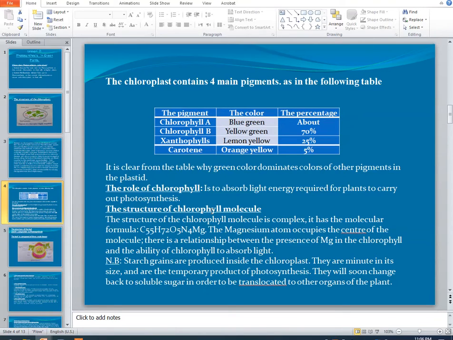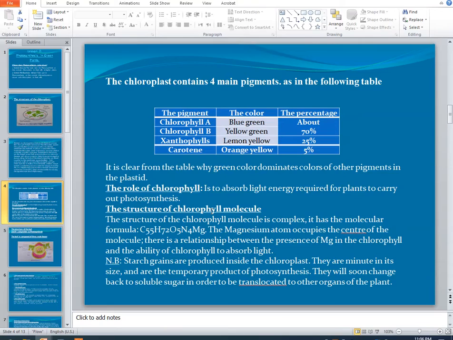We have chlorophyll A, which is blue-green, and the percentage is about 70%. Also chlorophyll B, yellow-green, also 70%. And the xanthophyll, which is lemon yellow, 25%, and the carotene, orange-yellow, 5%. It's clear from this table why green dominates the colors of the other pigments: the higher percentage, 70%, for chlorophyll A and chlorophyll B. What is the role of chlorophyll?